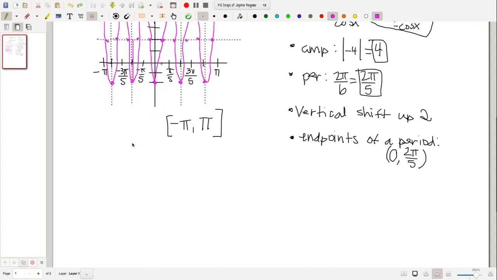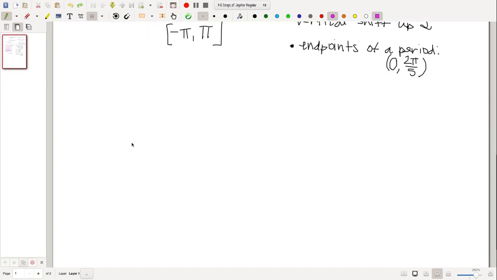Okay, so moving on, let's look at a sine curve, and we're going to get a little more intricate on this one.